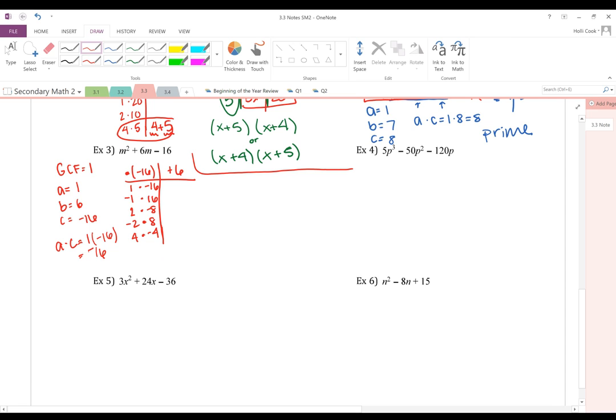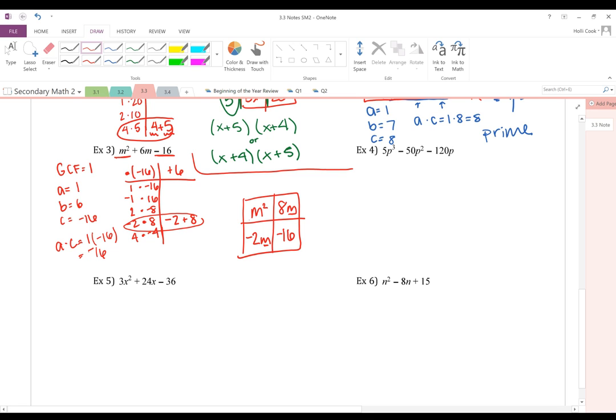Okay, so now we want to see which of these add up to 6. So you should have checked these, and you should have figured out that negative 2 plus 8 is going to be 6. So when we draw our box, remember, first term in the first box, so m squared first, last in the last, so negative 16. Then in our last two, we have negative 2m and 8m. Don't forget to add those m's. That's one of the most common mistakes.